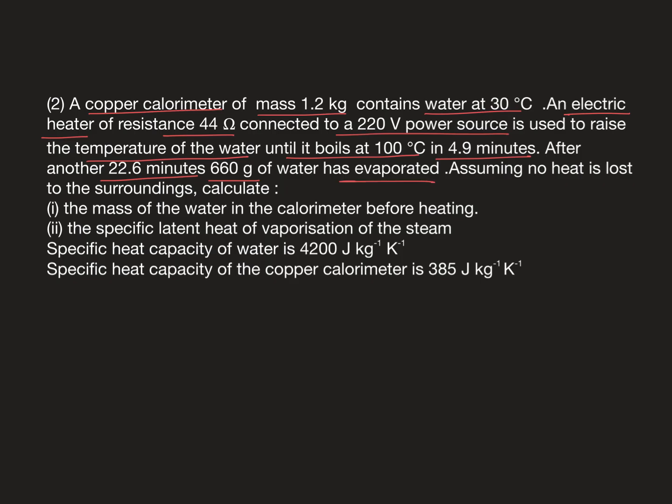Assuming no heat is lost to the surroundings, calculate the mass of the water in the calorimeter before heating, and the specific latent heat of vaporization of the steam. Specific heat capacity of water is 4,200 joules per kilogram per Kelvin. Specific heat capacity of copper calorimeter is 385 joules per kilogram per Kelvin. Solution.